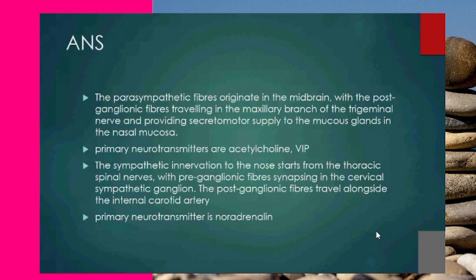So what is the region, along with the pterygoid canal? What is that name? It is known as the Vidian nerve. And what is the primary neurotransmitter here? It is acetylcholine and vasoactive intestinal peptide, which is present in the saliva also.